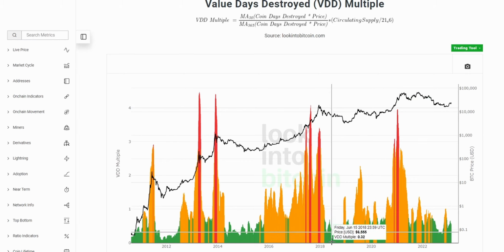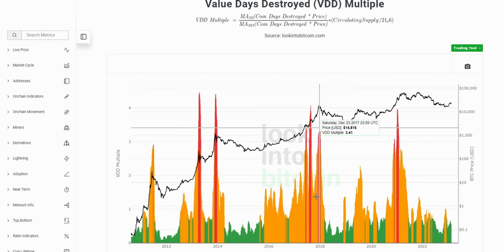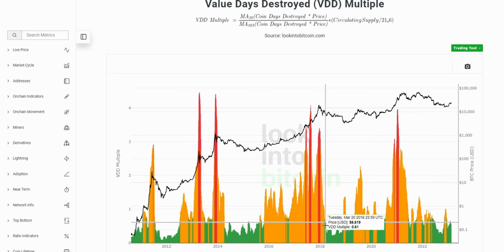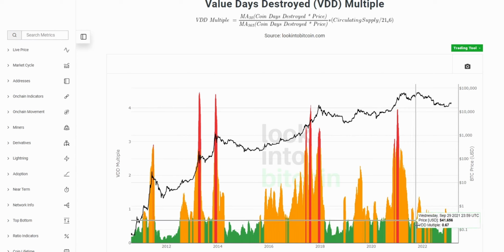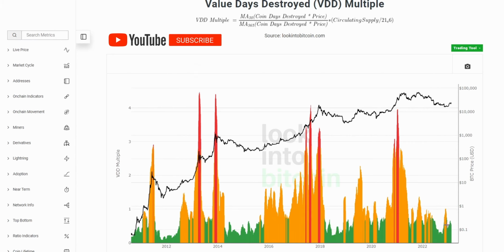And yet these green areas really do indicate periods where Bitcoin may be undervalued, because these indicate that traders and investors, especially those that have been holding large amounts of Bitcoin for a long period of time, aren't willing to part ways with their Bitcoin, as we can assume that when they're actually transferring these coins, a majority of the time it is to sell. So when this value days destroyed multiple is extremely low, it indicates that these larger, more experienced players aren't willing to part ways with their Bitcoin, probably because they anticipate higher prices in the future and it doesn't make fiscal sense to sell at such a discount.